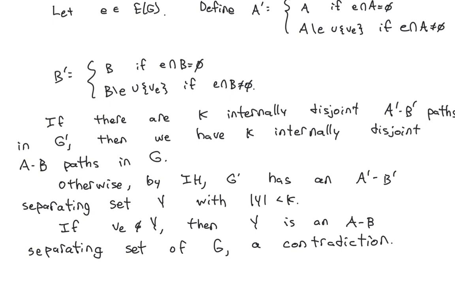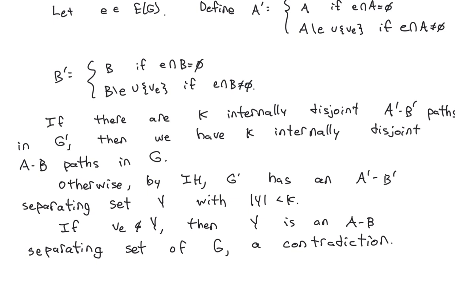So then there's one remaining case. Suppose that we don't have K internally disjoint paths between A prime and B prime. Well, since G prime has fewer edges than G, this implies that A prime B prime has a separating set, Y, whose size is less than K, in the graph G prime. Note here that you can go back to the induction hypothesis and remember that the statement of the theorem we're proving by induction is over all pairs A and B. So in particular, we are allowed to apply the induction hypothesis to this pair of sets.